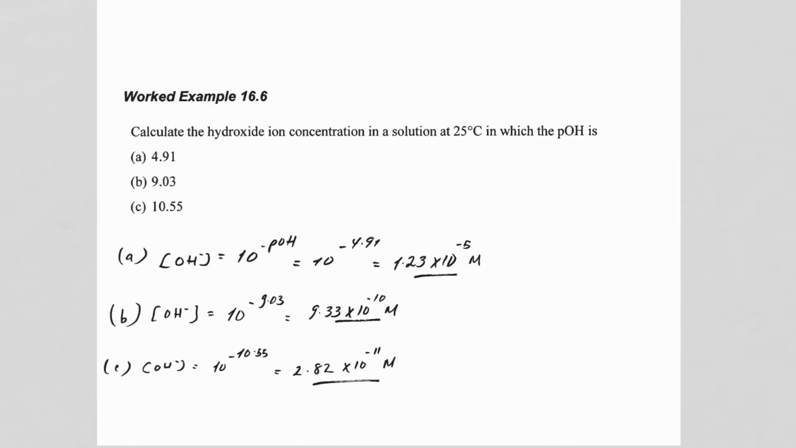When we have a px type function, so long as we know the base of the logarithm, and the logarithms that we're working with by default are base 10, we can just say that the concentration of hydronium or hydroxide will be 10 to the minus pOH or pH respectively. So just 10 to the minus whatever number you're given, 4.91, 9.03, 10.55, will give us the concentration of the hydroxide. And that's pretty much all that is required in order for us to solve this type of problem.